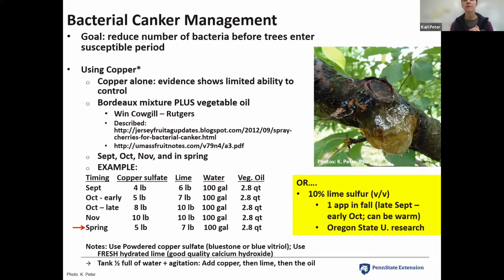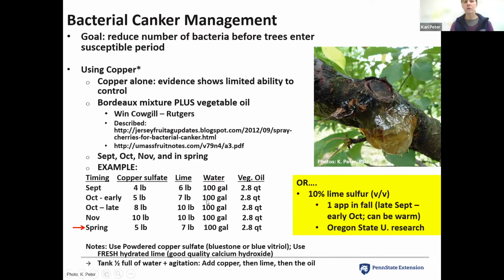Alan Biggs had done some of this work back in the 80s when he was in Canada, and Wynne Coggle has been promoting this in several publications. It was in New Jersey back in 2012. It made the UMass Fruit Notes at some point. So those are links there to those two publications to give you more detail. But basically the gist is that you're using this combination of Bordeaux plus vegetable oil during the late summer and early fall, and doing successive applications as you go into the dormant period to knock back those bacterial populations.